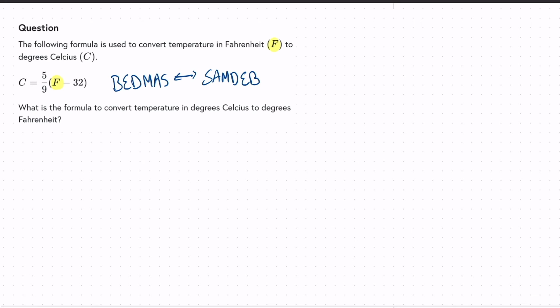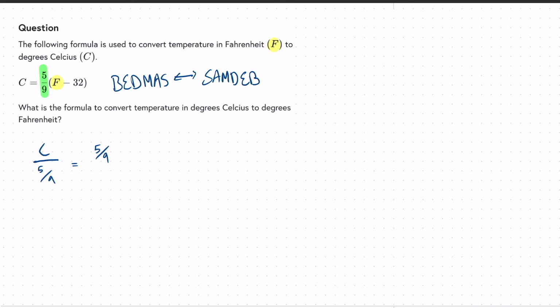So what's the furthest thing away? Well, we've got this bracket at the start, which means that we're going to do the bracket last. So everything inside the bracket comes last. So what's happening outside the bracket? Well, the only thing outside the bracket is this here, times by 5/9. So if I times by 5/9, well, I have to divide by 5/9. So C divided by 5/9.